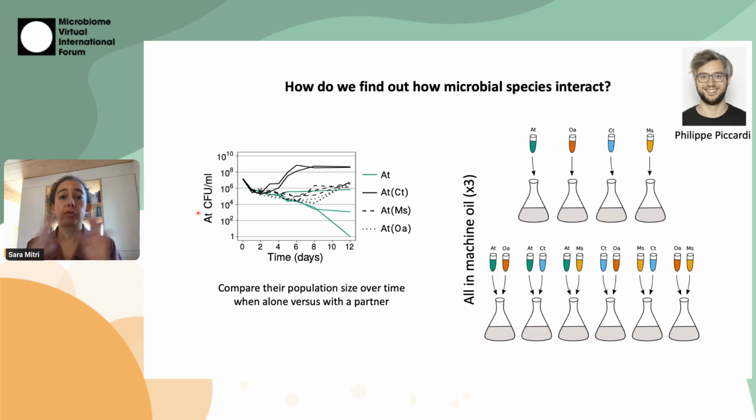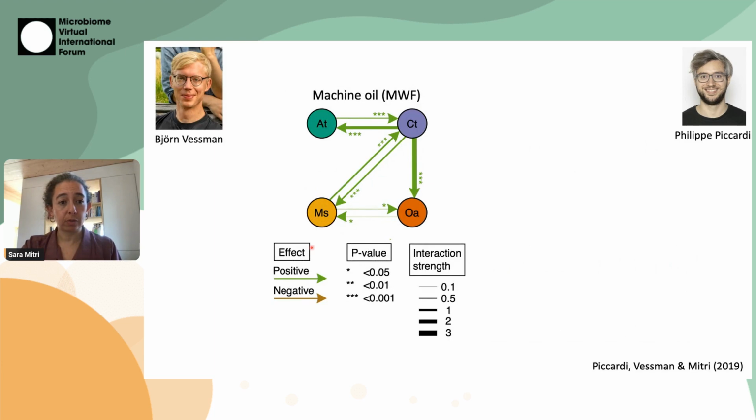And then we can compile a network of interactions. So, for example, here, just by eye already, you can tell that when CT is present, AT grows much better. So that would be called a positive interaction. So we would draw a green arrow, as you can see here. So green means positive, going from CT to AT, meaning CT helps AT to grow better.